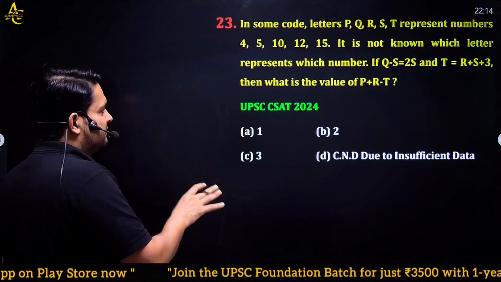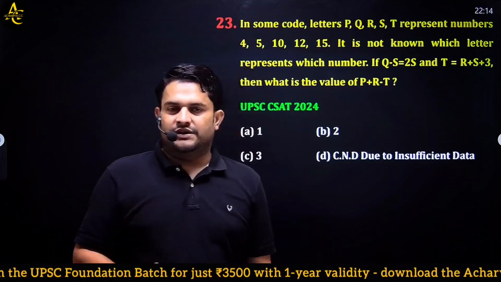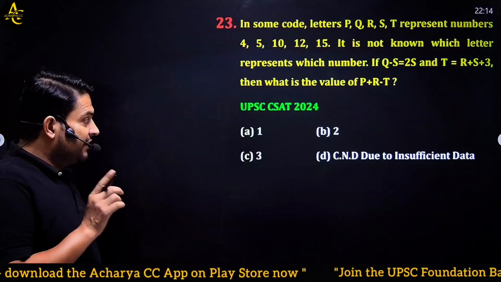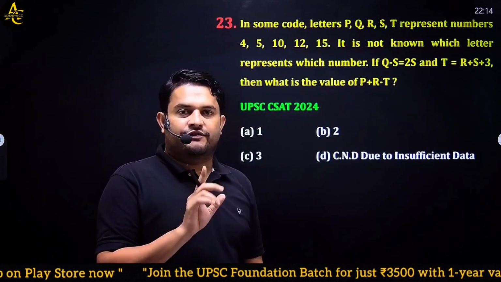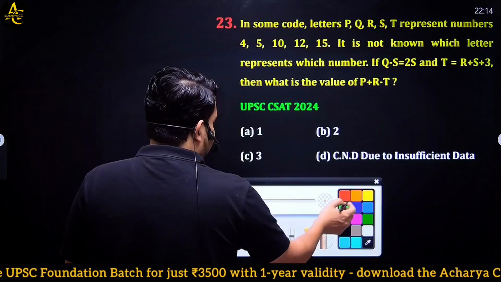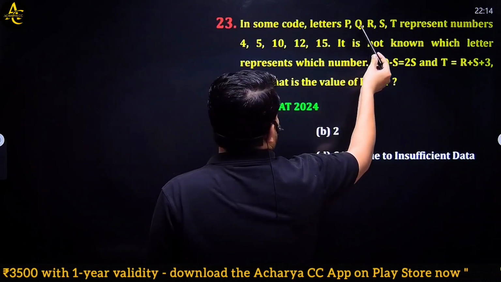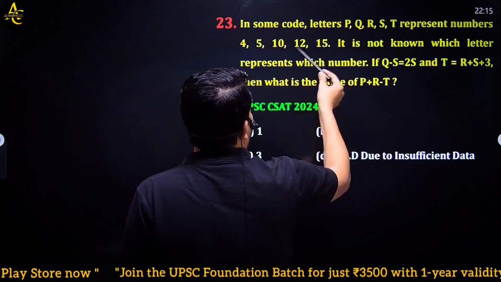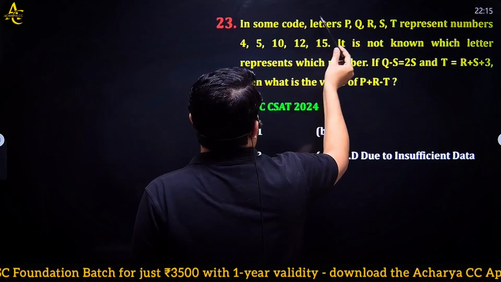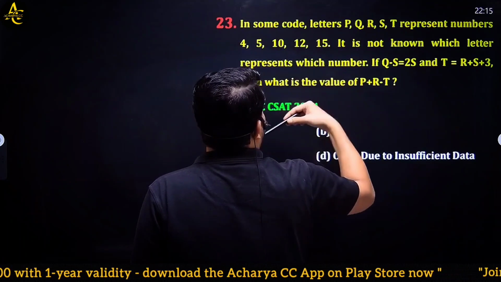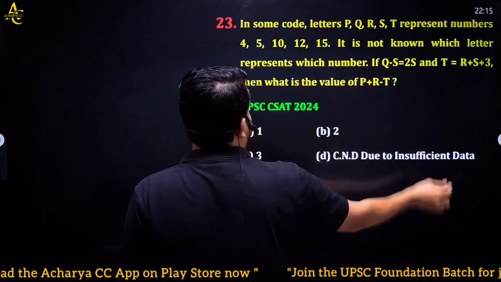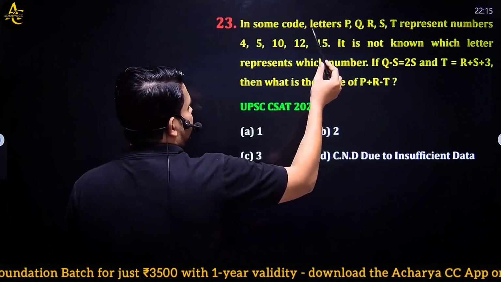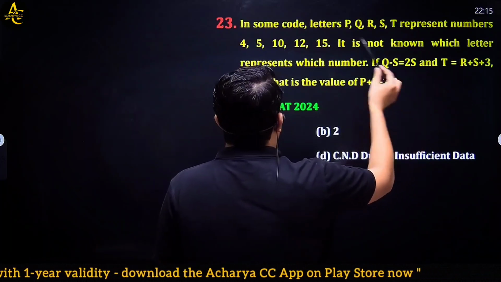In UPSC CSAT 2024, as I told you, there are 22 questions of number system, in which 15 are of classification of numbers. So I have given some codes P, Q, R, S, T, and their numbers represent 4, 5, 10, 12, 15, but not in sequence. You cannot say that P is equal to 4. P can be 4, 5, 10, 12, 15. Any value P, Q, R, S, and T can take. They are not in the sequence. As it is clearly mentioned here, it is not known which letter represents which number.